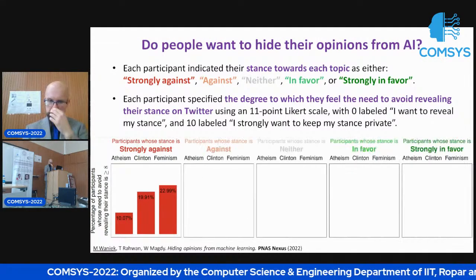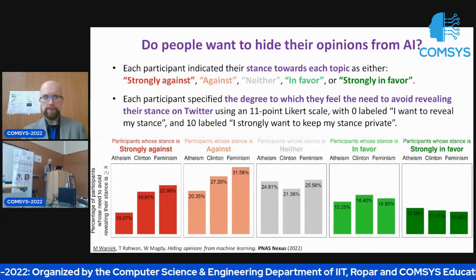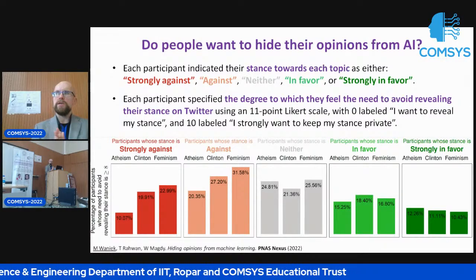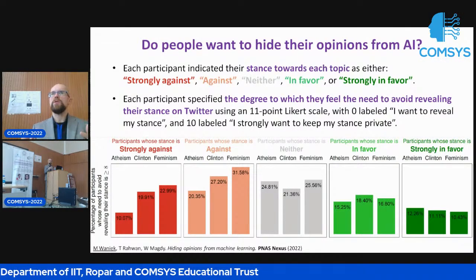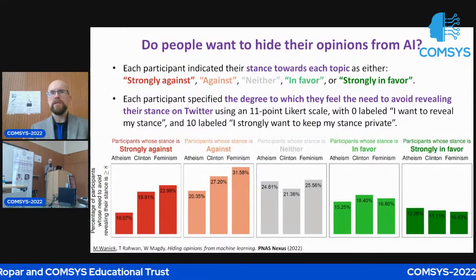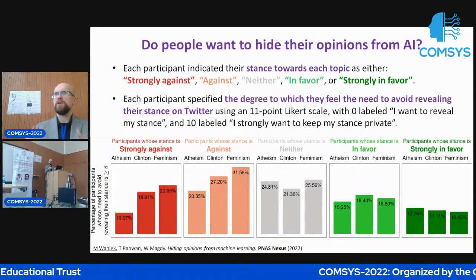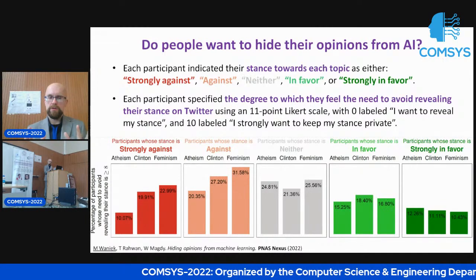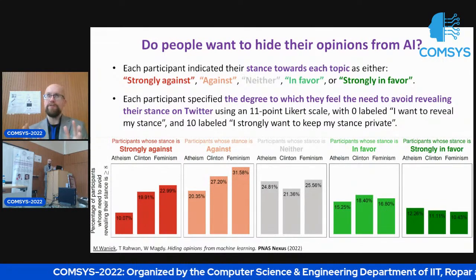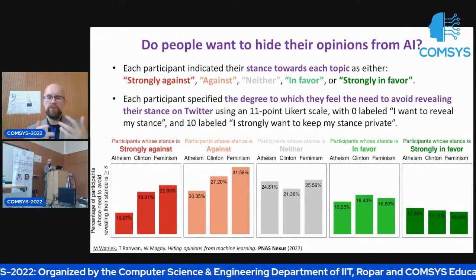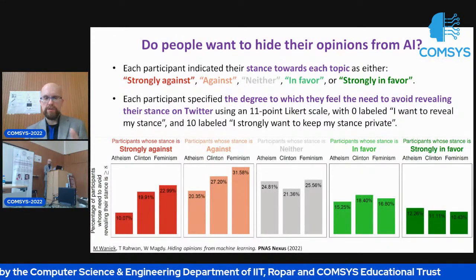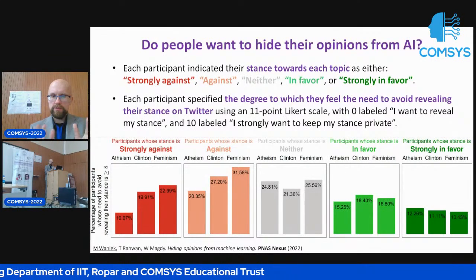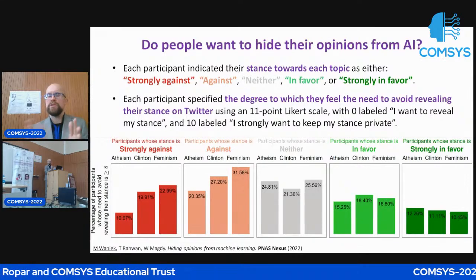And what happens if we take a look at all the other people? One interesting thing is that when we take a look at who really strongly wants to hide their opinion, these are not the partisans. These are not those who hold very strong opinions. These are more normal, more average people, right? These are those with more moderate opinions. We can see that those who want to hide their stance the most are those who hold against or neither opinion, so kind of closer to neutral.